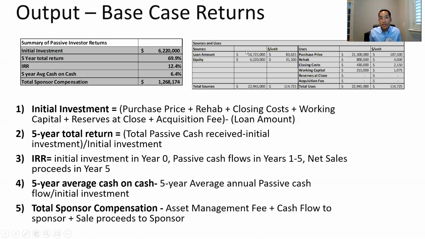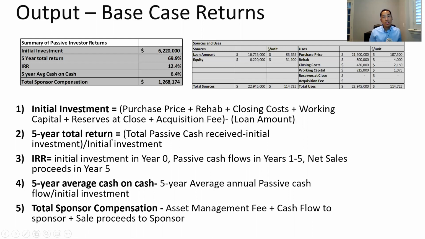And who's going to give you money for it, right? So you have the loan amount, which is 16.7. We assumed about 75%. And then equity. So that 6.2 million is your initial investment, and that's what all your returns are going to be based on. All right. So that's number one, initial investment.